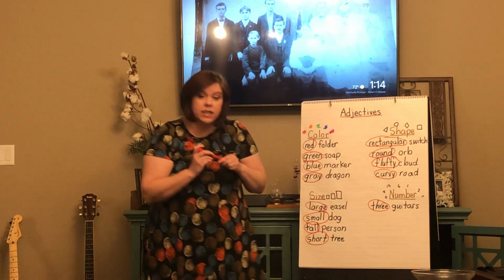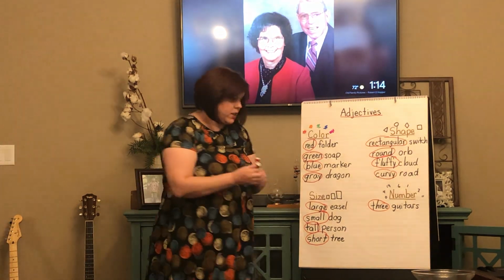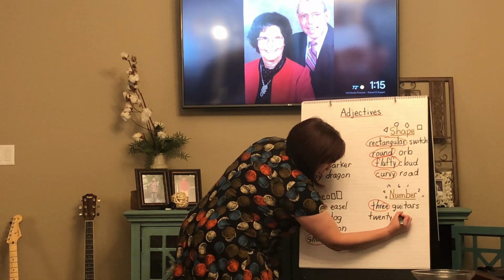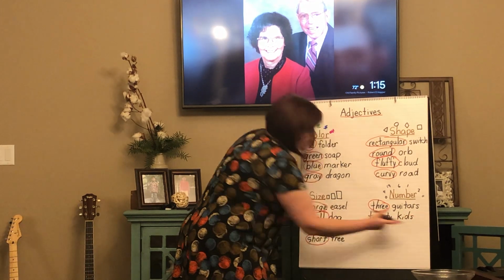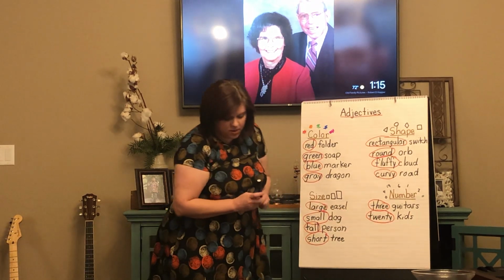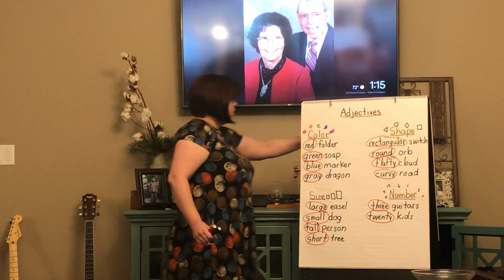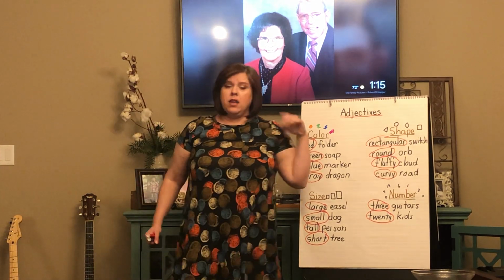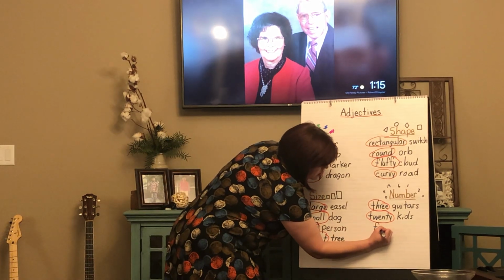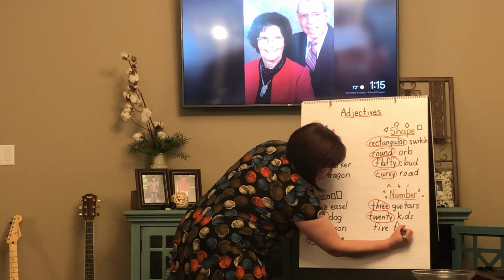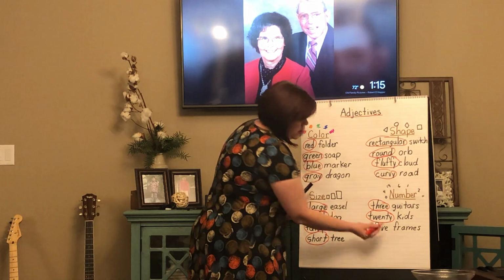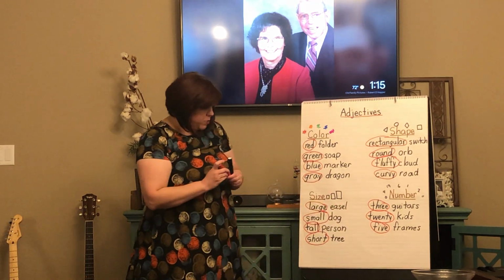All right, let's think about kids in our class. How many kids are in our class? That's right, 20. So I could say 20 kids. 20 tells me about how many kids I have. Look over here, I've got 1, 2, 3, 4, 5 picture frames sitting on my cabinet here. So I can say 5 frames. 5 is an adjective for frames. It tells me about the frames.